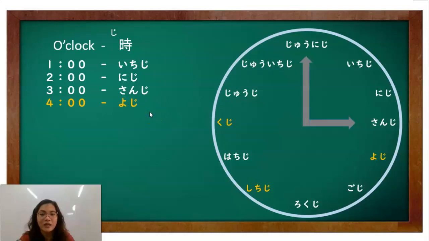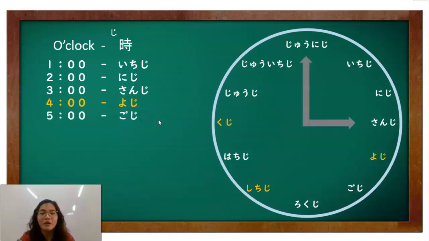4 o'clock is yoji. So as you can see, 4 is yon, but in time, n is not included. Okay, so only yo plus ji. That means 4 is special in time, so that is yoji.